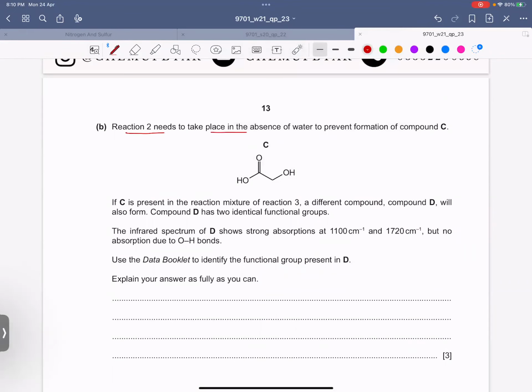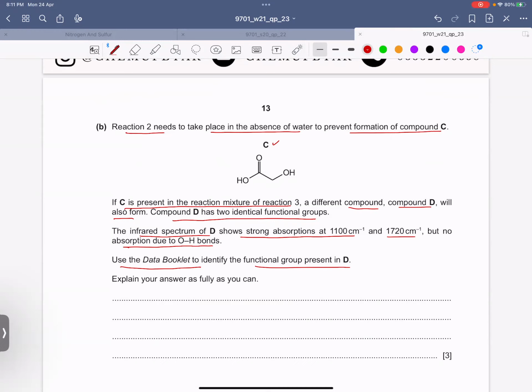Reaction 2 needs to take place in the absence of water to prevent formation of compound C. This is compound C. So it means if water is present, then this compound would have formed. If C is present in the reaction mixture of reaction 3, a different compound, compound D, will also form. Compound D has two identical functional groups. The infrared spectrum of D shows strong absorption at 1100 cm⁻¹ and 1720 cm⁻¹, but no absorption due to OH bond. Use the data booklet to identify the functional group present in D.